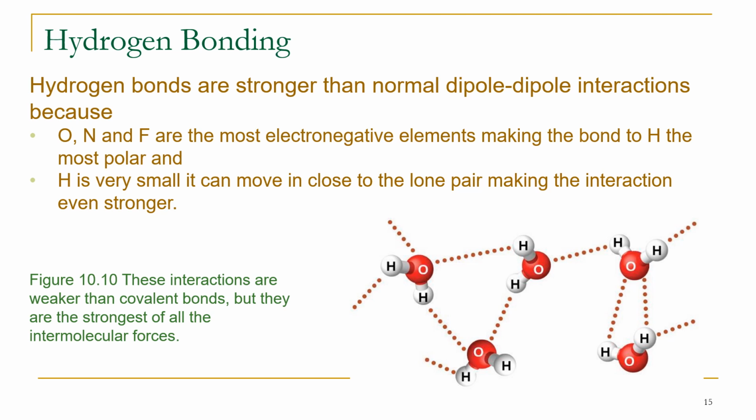So again, why is that? It only happens with O, N, or F, and it has to be specifically attached to an H. It's because these are the most electronegative, and H is the smallest, and so it can move in really close and make a really strong interaction.